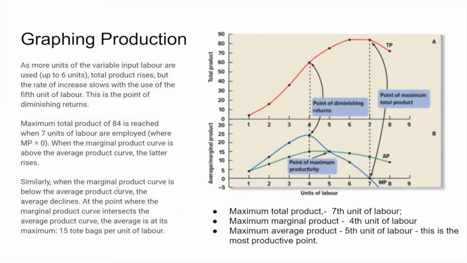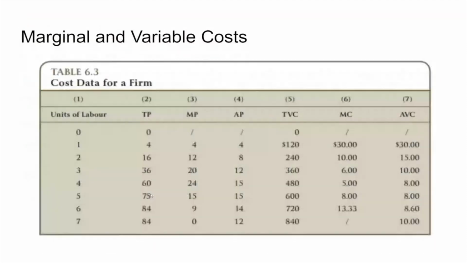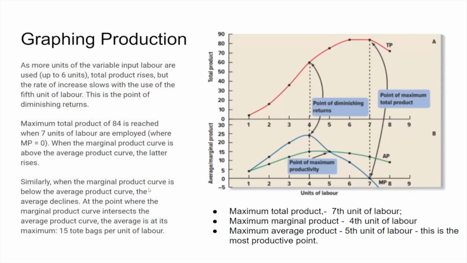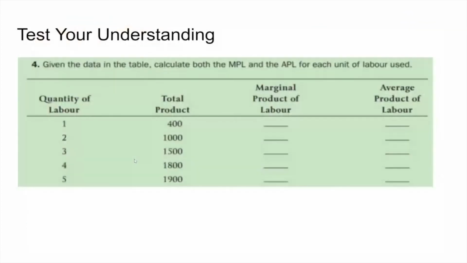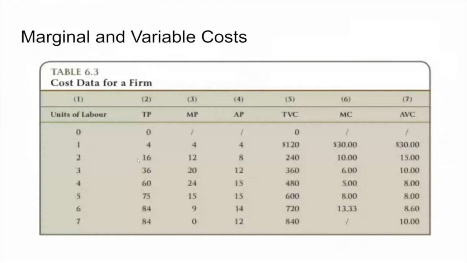Okay, so what we're going to look at next is the graphing of this, and then we're going to try out some of the graphs. Then we're going to switch to the cost side. So all we looked at so far is the actual physical production, but in the next class, we're going to look at that plus the cost side and calculating the costs.